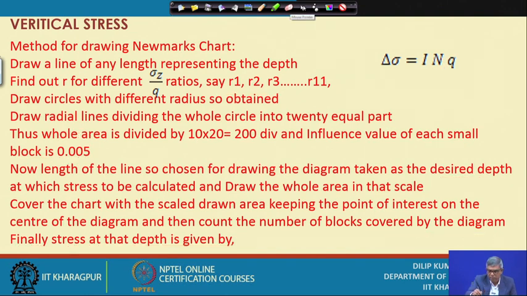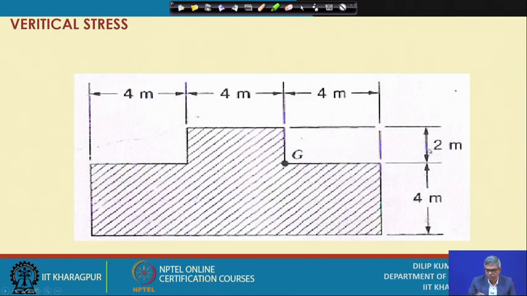Suppose I show you another foundation also. Suppose this is a foundation, and I want to find out the stress at a point, suppose 4 meter below this point. Then what do I have to do? I have to draw the influence chart first, and whatever chosen value is used for the chart, I have to take as a scale. Suppose I have to find out the stress 5 meter below this point.